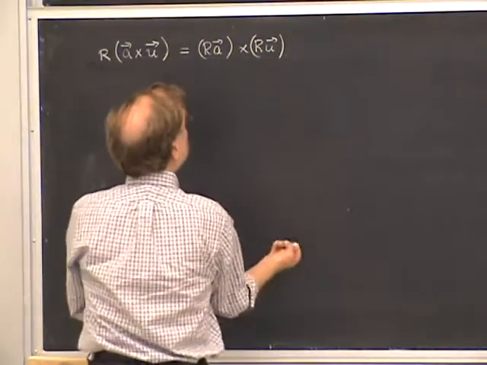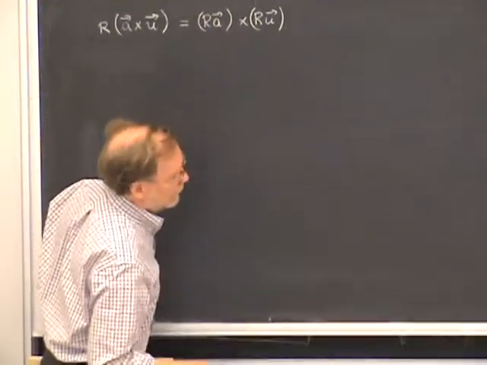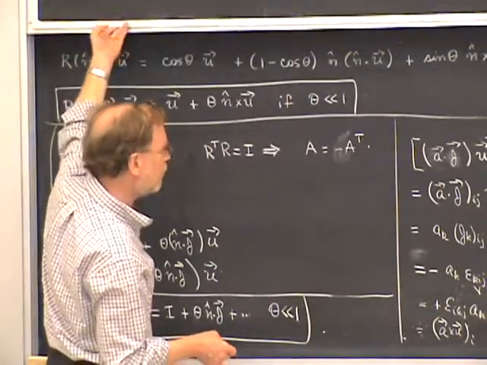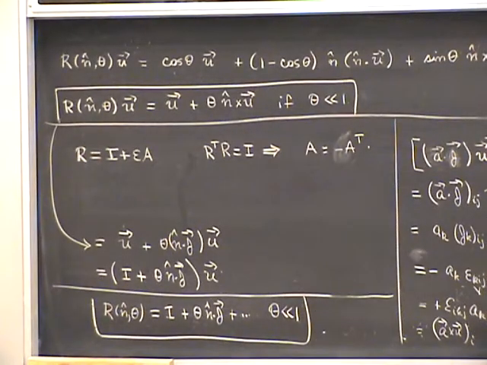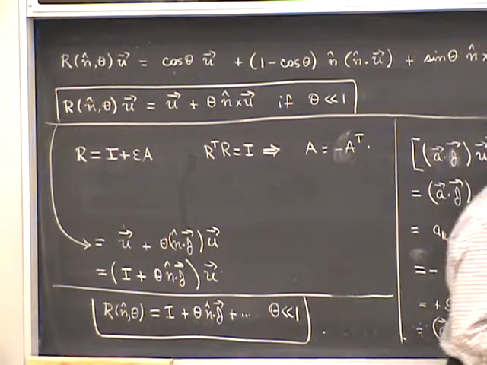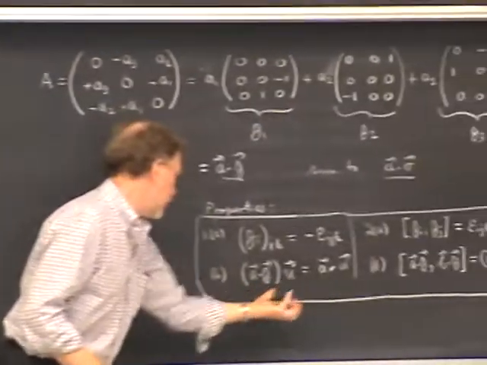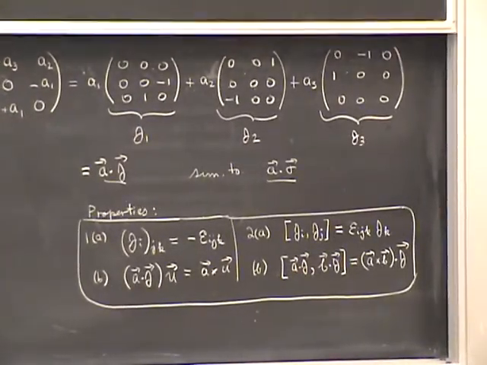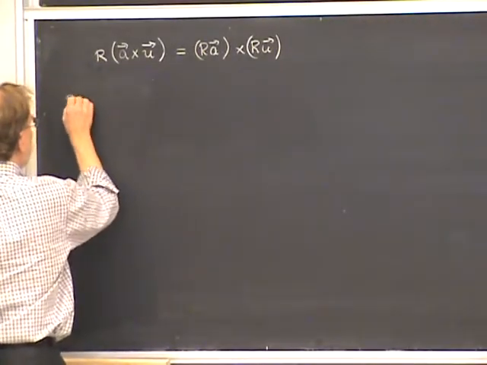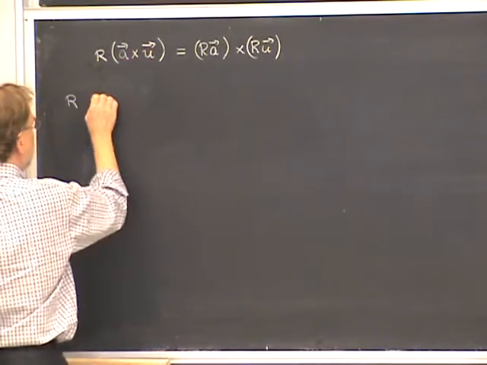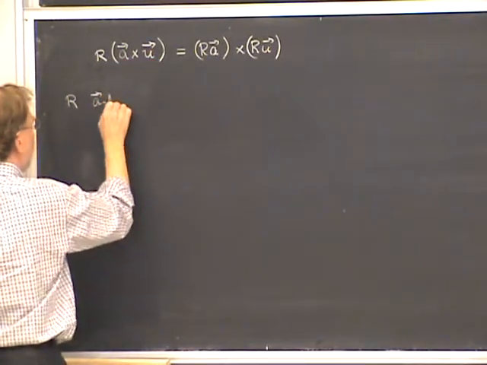And I'm going to use this notation for the cross product, which is property 1b here, that a cross u is a dot J multiplying u. A dot J is a matrix, and now it's matrix multiplication. So let's use that notation to rewrite this. On the left-hand side, we're rotating, and a cross u is the same thing as a dotted into J multiplying u.